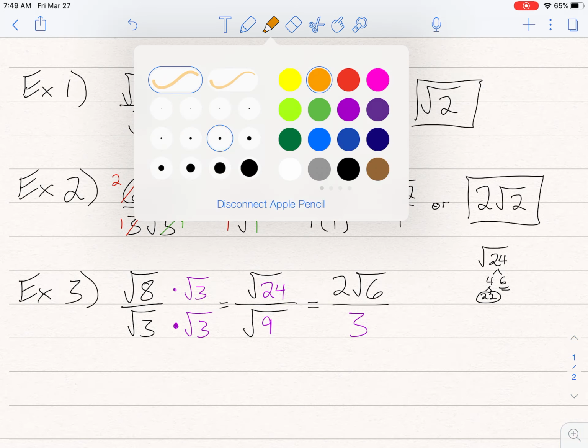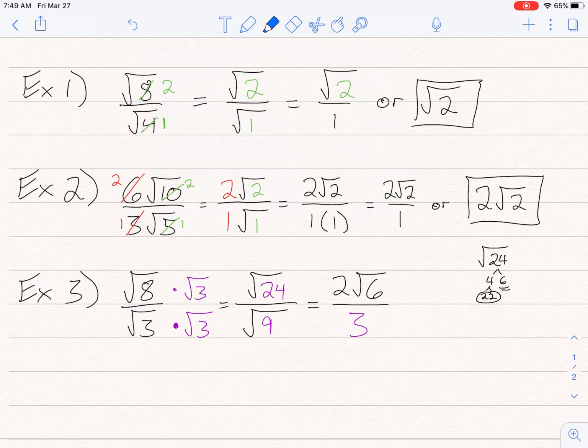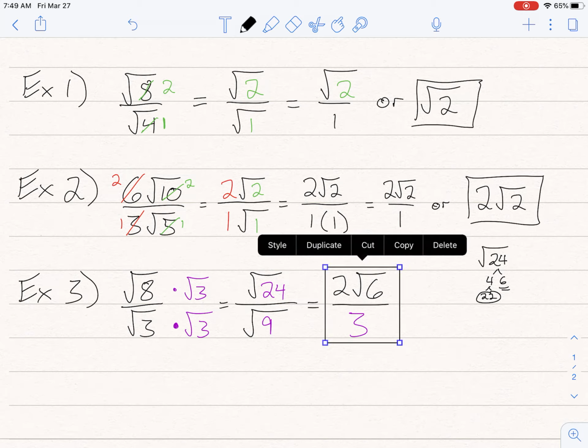And there's nowhere really else for me to go. I can't simplify anything. Now, a lot of times students will look at the 6 and the 3 and say, well, 6 is divisible by 3, but one is inside of a square root and the other is not. So you can't simplify those. They're not able to cancel out each other. So this is actually your answer that we should come to: 2 square root of 6 over 3.